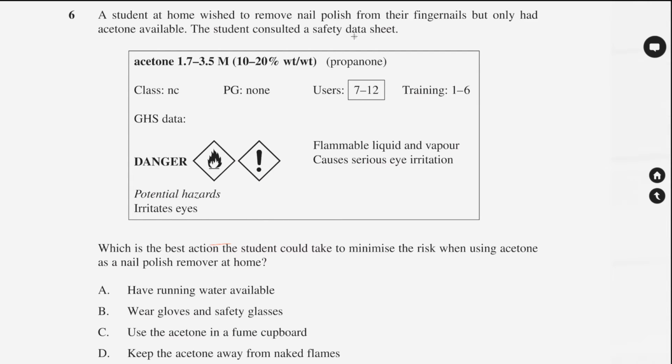So one of the things here is we've got this entire data sheet here. And we've got to look here at the question, which is: what is the best action the student could take to minimize the risk of using acetone as a nail polish remover? And really important here is this thing at home. And so when we have a look at the answers here, let's have a look here. Have running water available.